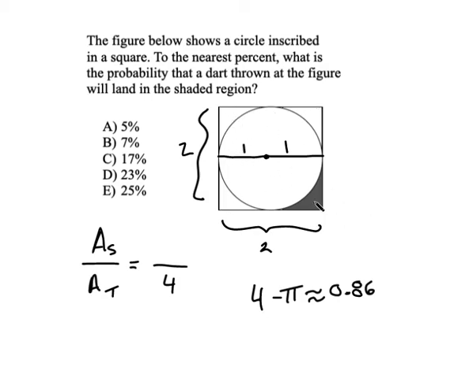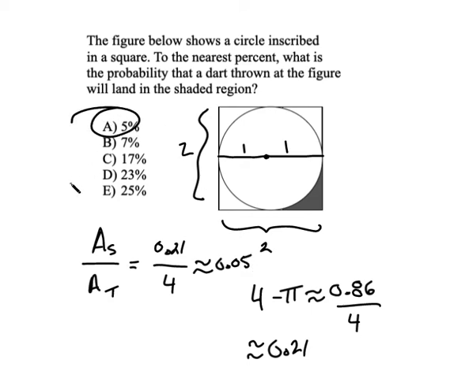Again, this corner is equal to these other 3, so we can just divide by 4, and I'm left with that. Let's divide 0.86 by 4, and when I do that, I get something very close to 0.21. Okay, so I get 0.21 over 4, and I do that. It comes very close to 0.05, or 5%.